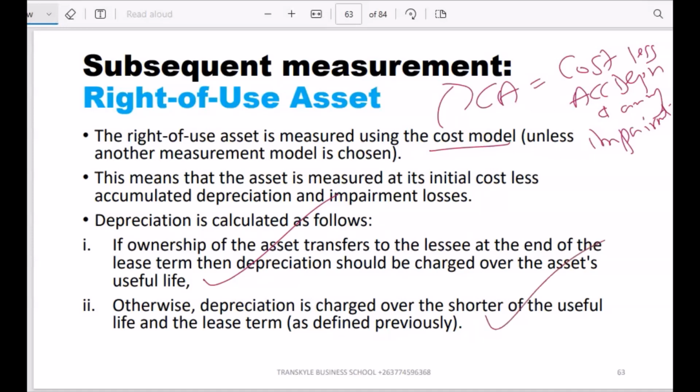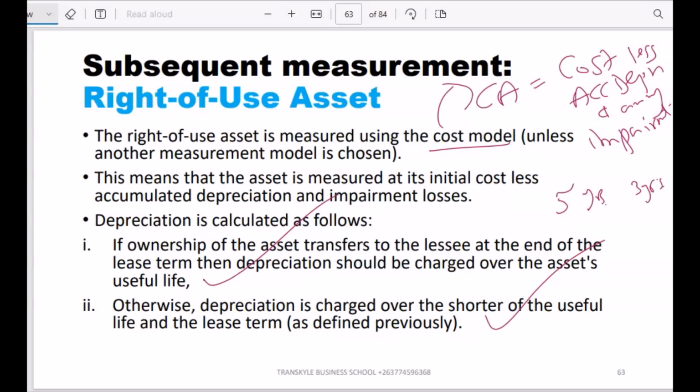So you have to listen very carefully to the wording within an examination question, because if the ownership of the asset is going to be transferred to the lessee at the end of the lease term, then the depreciation should be charged over the asset's useful life. Okay, so you might be given a situation where the useful life of the asset is 5 years and the lease term is actually going to be 3 years.